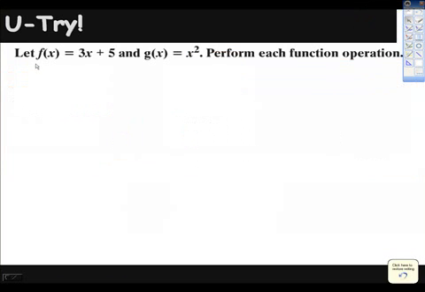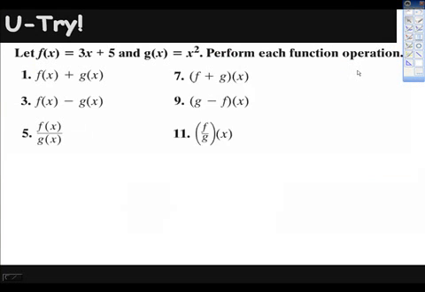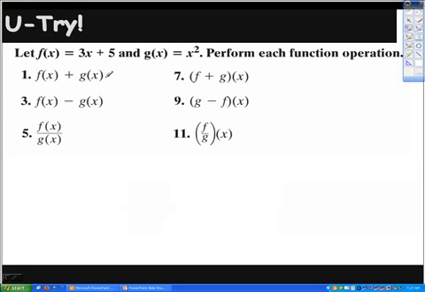Here's a couple of functions. f is 3x plus 5, g is x squared. We're asked to do the operations. So let's pull all these problems up and then we'll just work them here real quick. So it says find f plus g. Well, f plus g would have to be 3x plus 5 plus x squared, which I would probably write in standard form: x squared plus 3x plus 5.